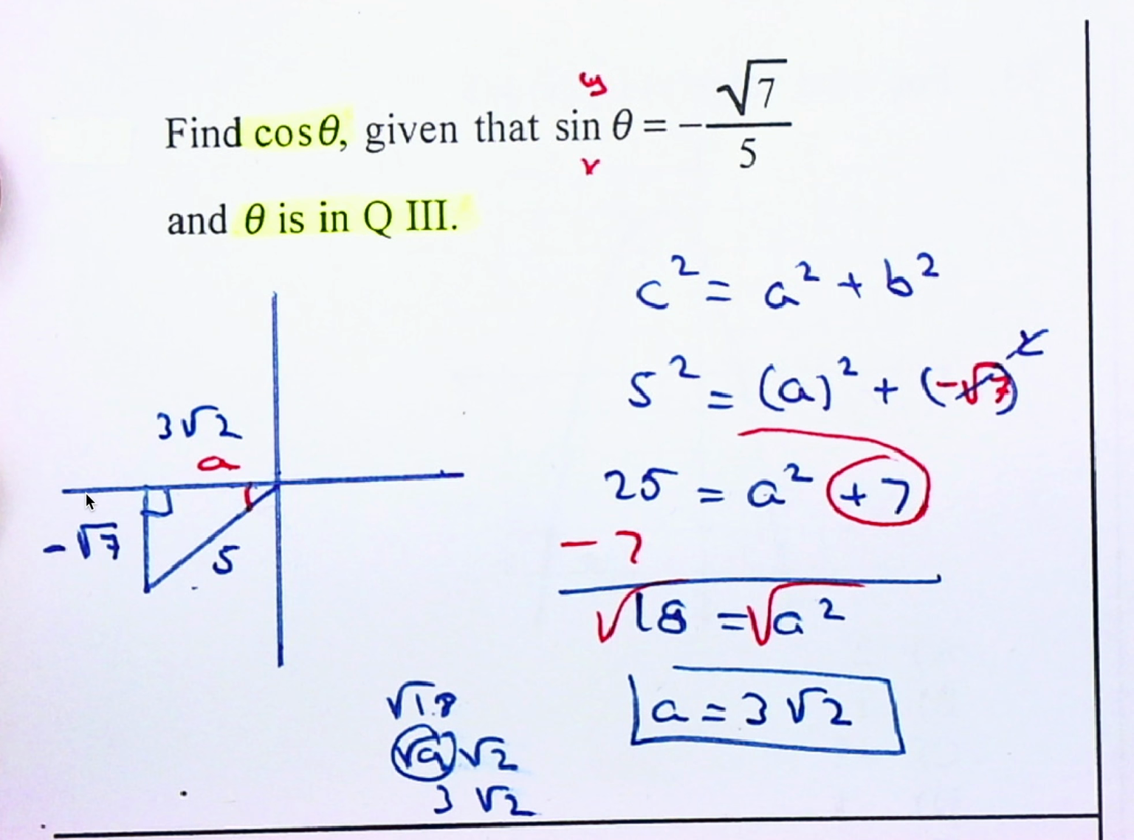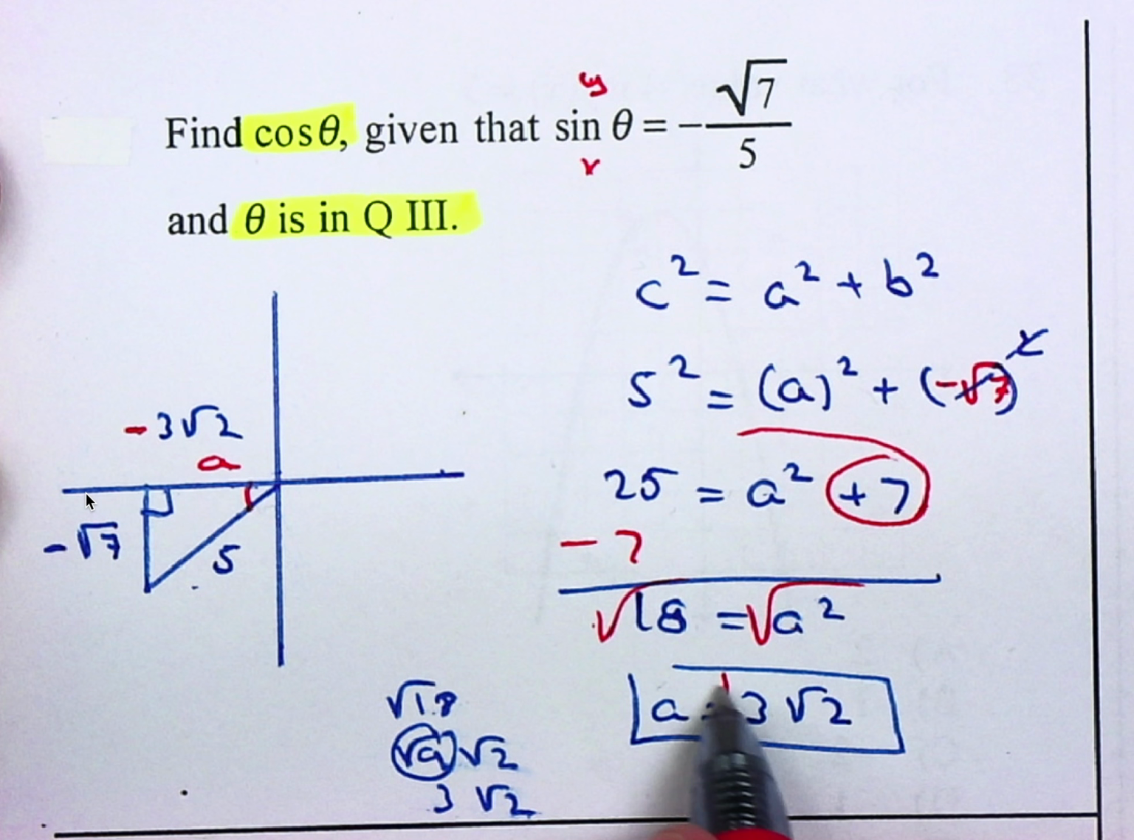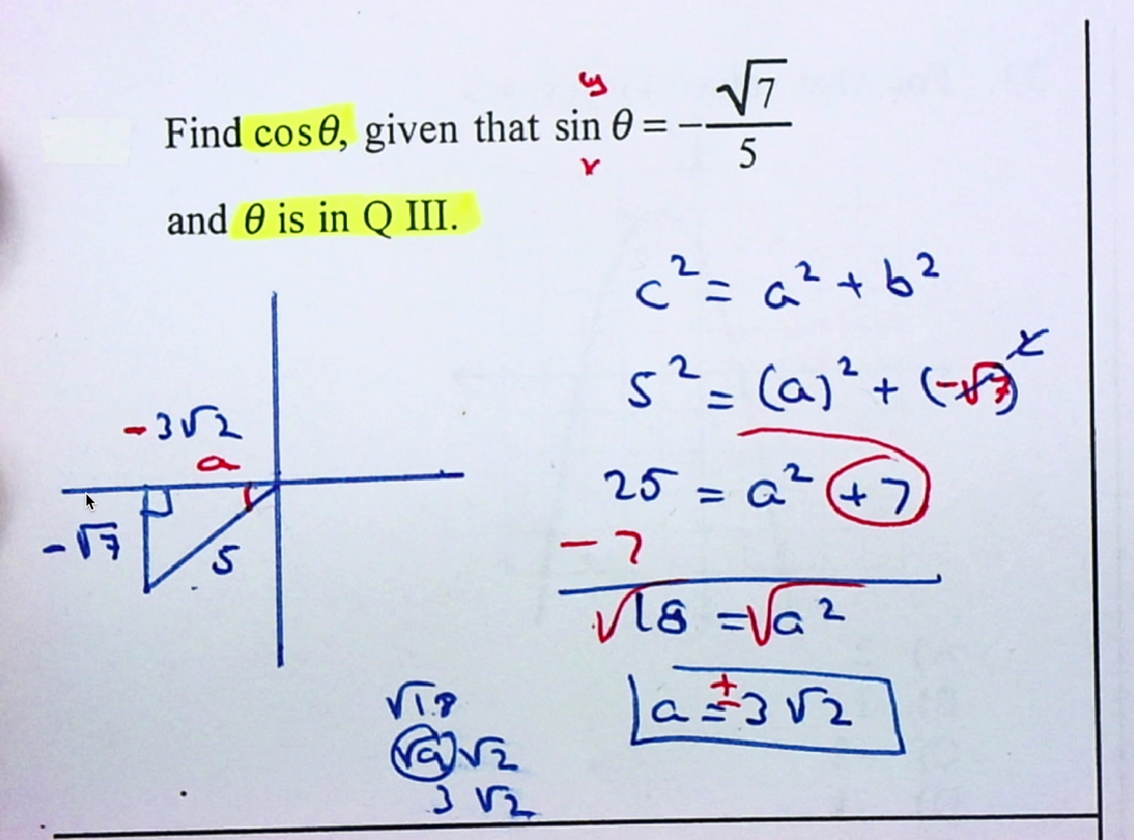Just like I mentioned, this is to the left, so therefore that is negative as well. Remember that whenever you take the square root, it's either plus or minus. So in this case, it's a negative because it's going towards the left. And now I can find the cosine of theta. I'll just go and work it out on top. So therefore the cosine of theta is equal to adjacent over hypotenuse, or x over r. So it'll be negative 3 square root of 2 over 5. And that'll be your answer.